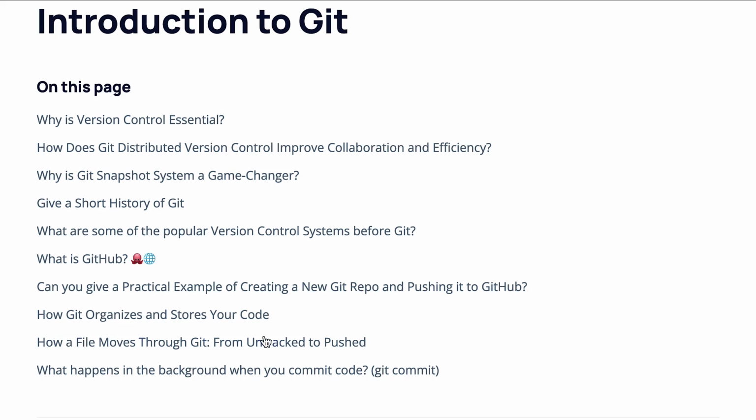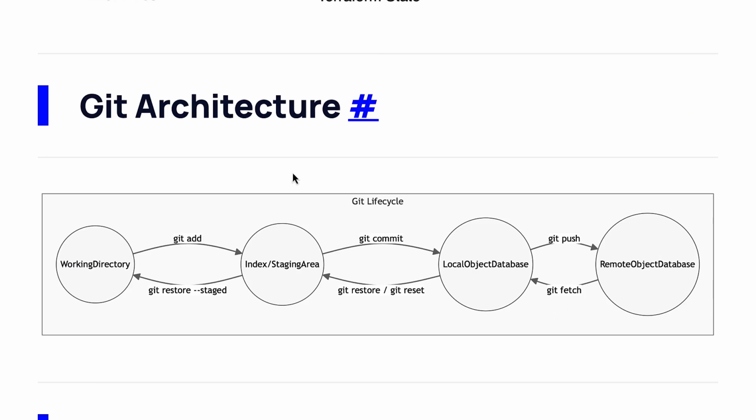Next, we will look at a practical example of creating a new Git repo locally and then pushing it out to a repository which is created on GitHub. So we will create a local repo and push the code out to a remote repo. And after that, we will get a deep dive into how Git organizes and stores your code.